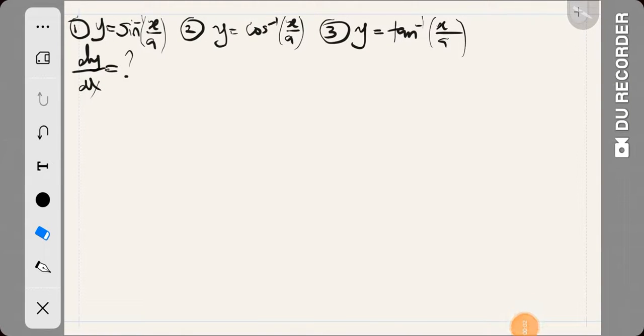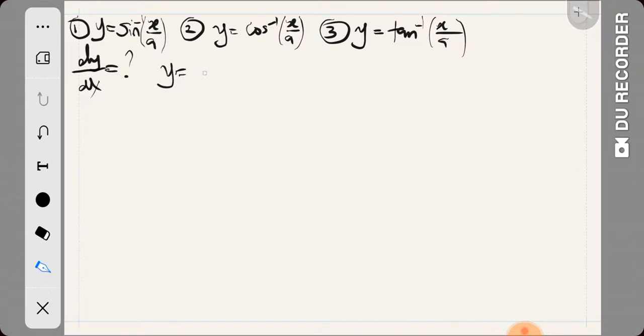Hello, this is the first video in the series on differentiation of inverse trigonometric functions. We're going to be differentiating y equals sine inverse of x over a, y equals cos inverse of x over a, and y equals tan inverse of x over a. So we're going to be finding their derivatives.